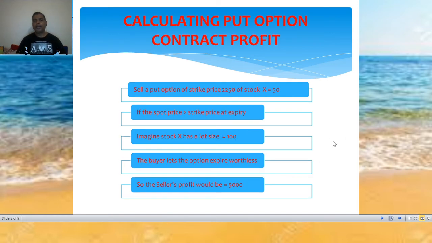Now let us understand the third scenario. So if the trader sells a put option of strike price 2250 of stock X at a premium of 50, but if at the time of expiry the spot price trades above the strike price, and if this stock X has a lot size of 100, the buyer will let the option expire worthless. That means he will not exercise his option. And in this case, the seller's profit would be the option premium that the buyer paid to have it.